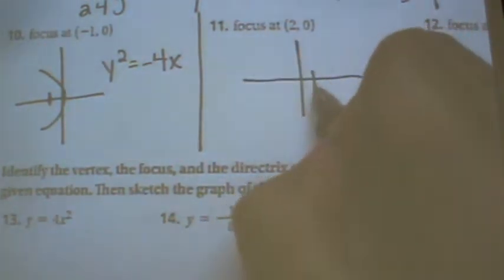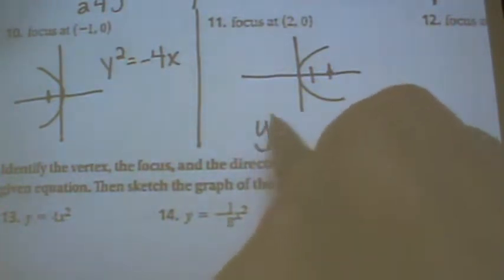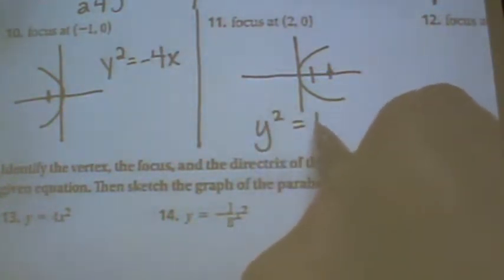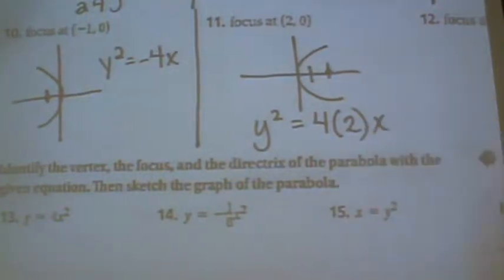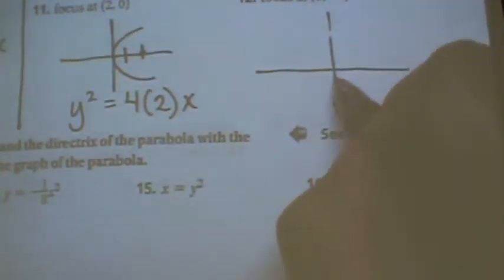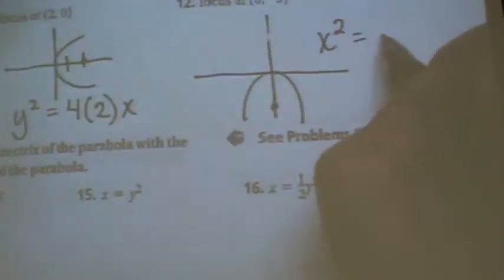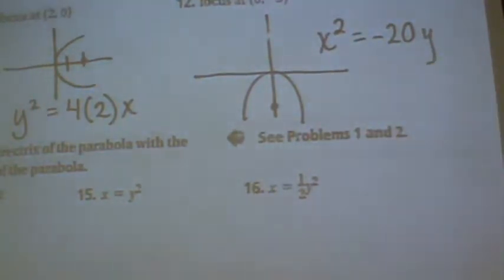Next one. (2, 0). Y squared equals 4 times 2, so 8x. And the last one. (0, negative 5). X squared equals negative 20y. Negative what? Negative 20. Good. 4 times negative 5.